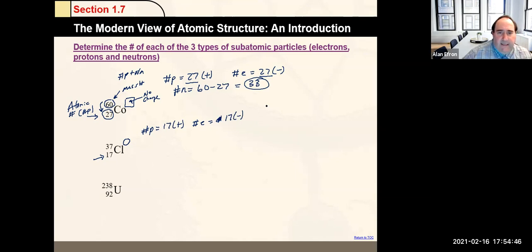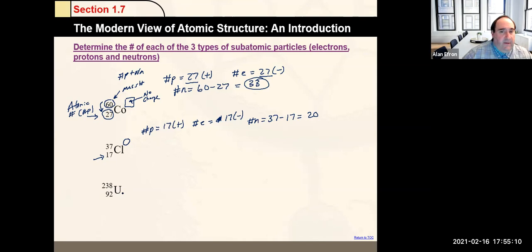And lastly, here we're looking for a number of neutrons. So our number of neutrons would be our mass number, which is our top number, 37, minus 17, which is our bottom number. And I believe that is 20 in this particular case. Any questions on that there?